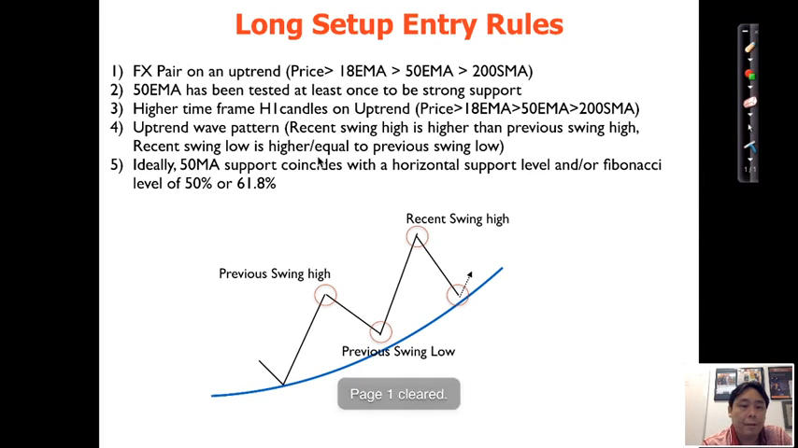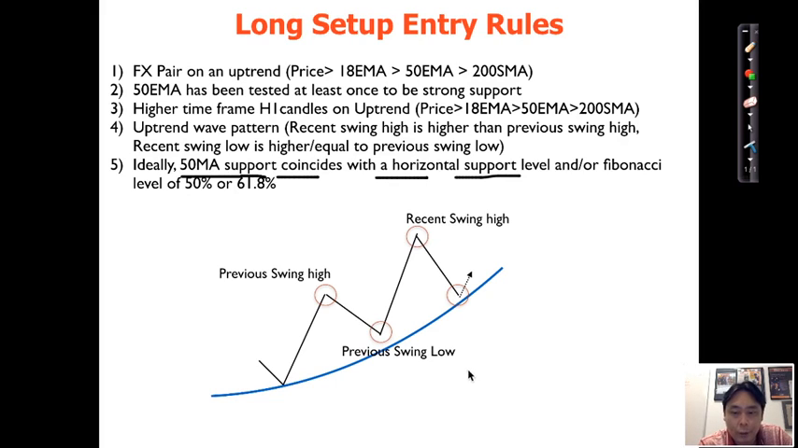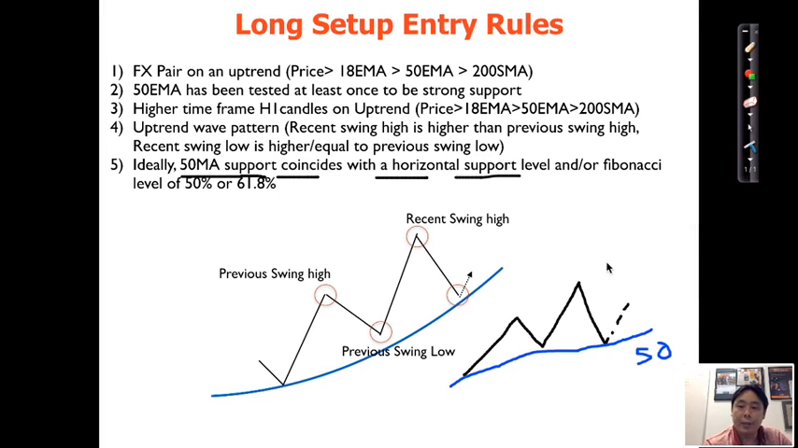Or the 50 moving average support coincides with a horizontal support level. So what do I mean by this? Let me illustrate by a drawing. In other words, it goes up, comes down, goes up, comes down, and this happens to be, for example, the 50 moving average. So does this meet the criteria?